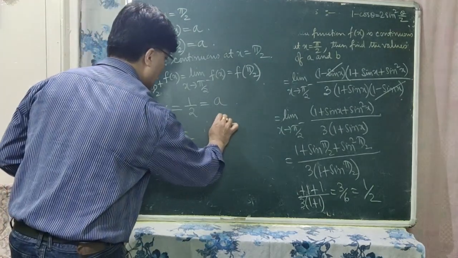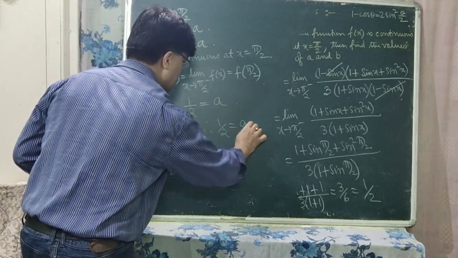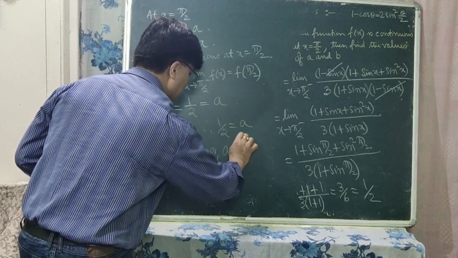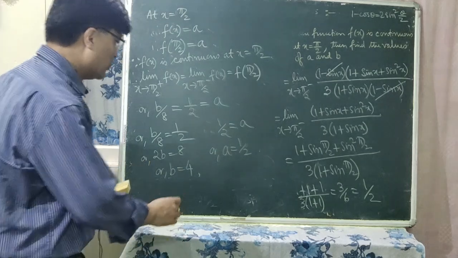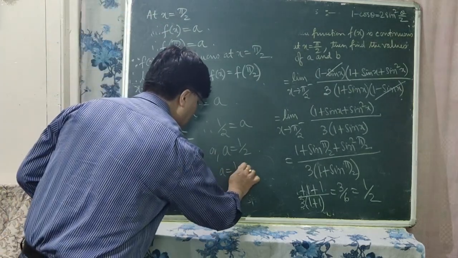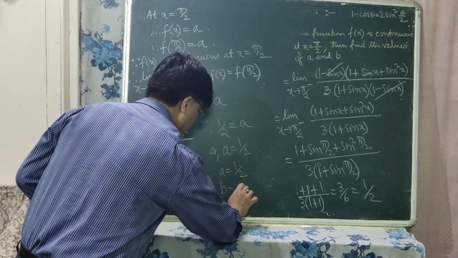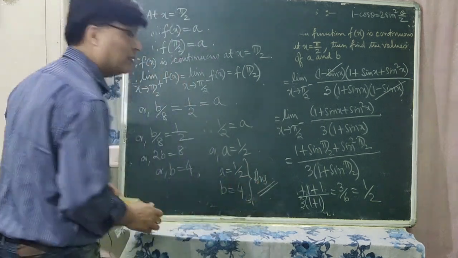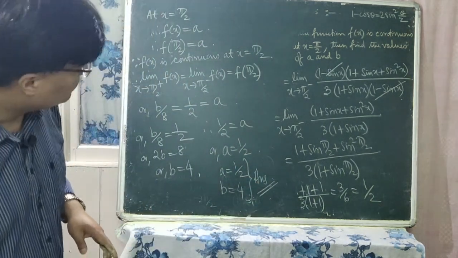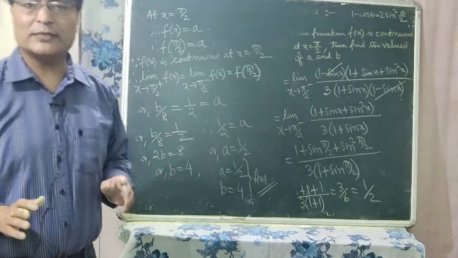Now we have to get the value for a. So equate second with last, or you can write a is equal to half. So we have got the answer, right? So which are the answers here? A is equal to half and b is equal to 4. So these are the final answers. So I think you have understood it.